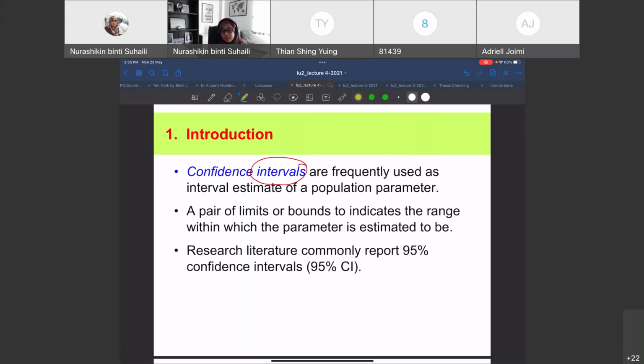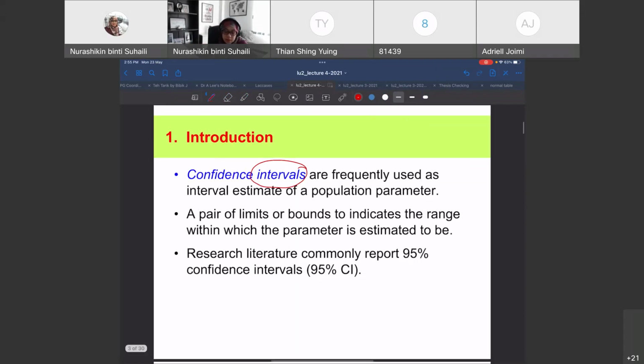So for example, let's say I do a study on the collection of data. Let's say I got the distribution of the whole data, like this, which is actually the distribution of the whole data.